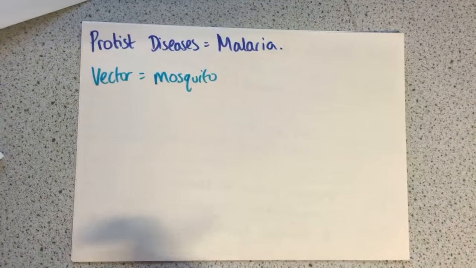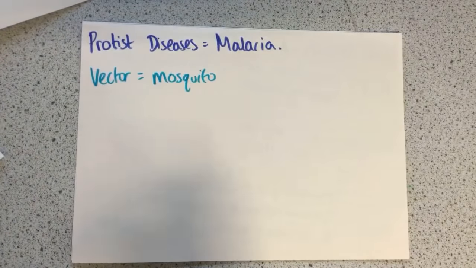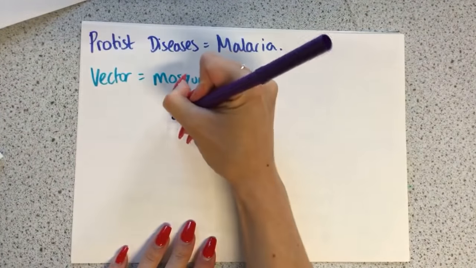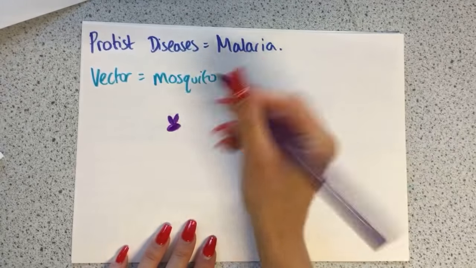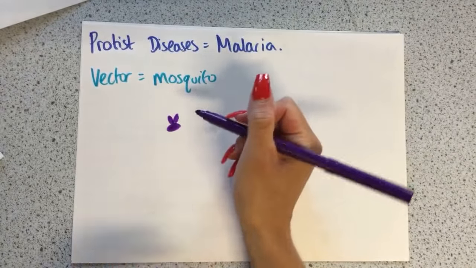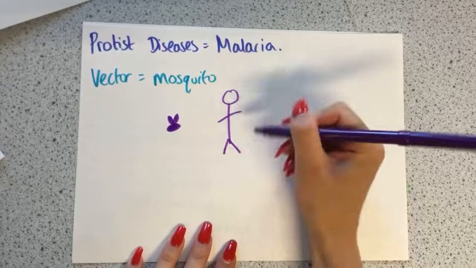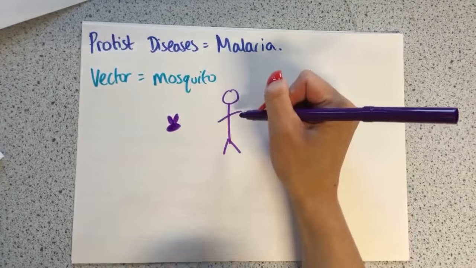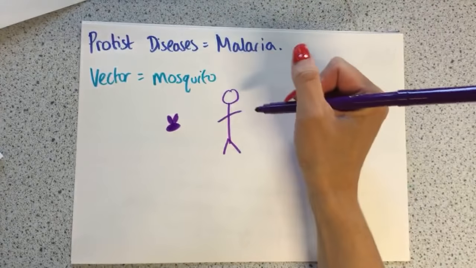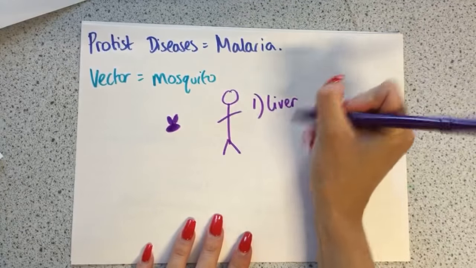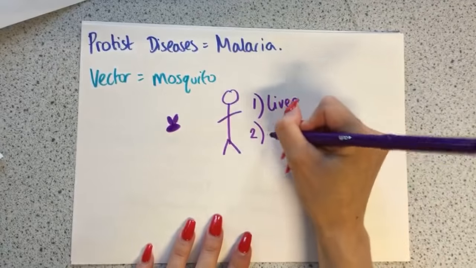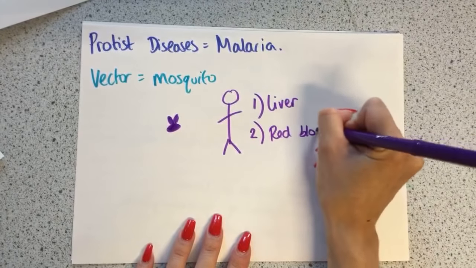Now, I'm going to try to draw you. I'm just going to draw a little fly instead of a mosquito. Okay, so remember, the mosquito is the vector. It will then come along and bite a human. And when the protist is transported into the human's blood, the first place that it goes is the liver. And then secondly, it will go into the red blood cells to reproduce.